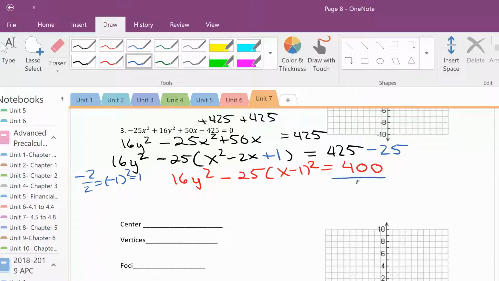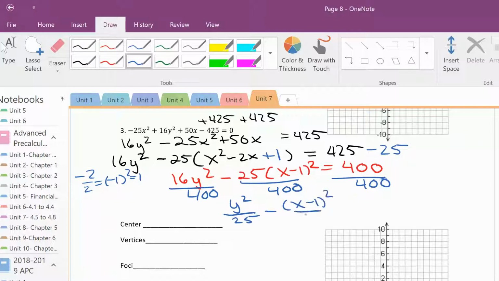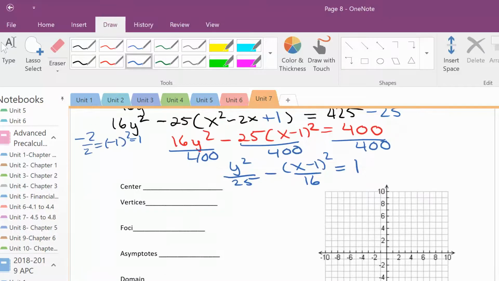When you divide by 400 to make it equal 1, you get y squared over 25 minus x minus 1 squared over 16 equals 1. So there's your equation, and you know it's vertical because y comes first. The center is at 1, 0. Your a is 5, your b is 4, and your c squared is going to be 41, so c is equal to radical 41.